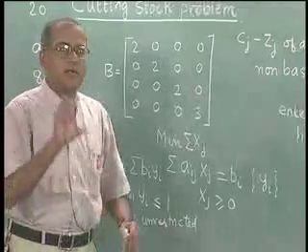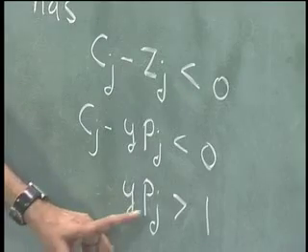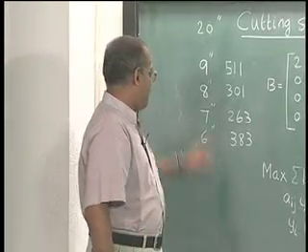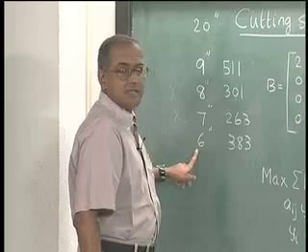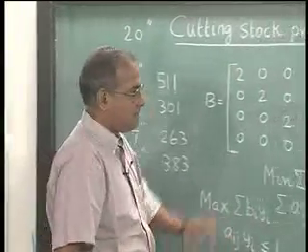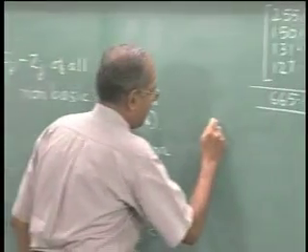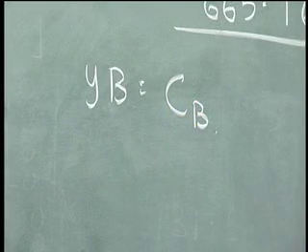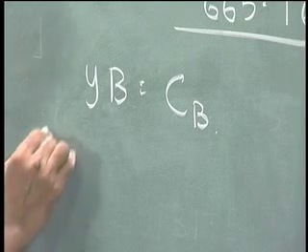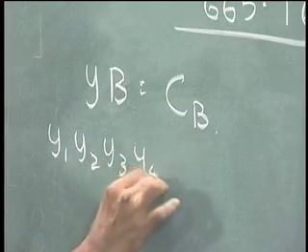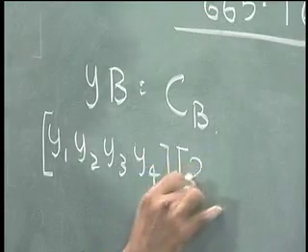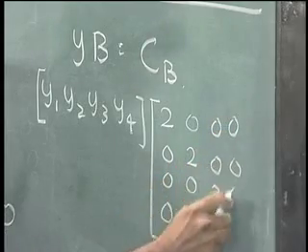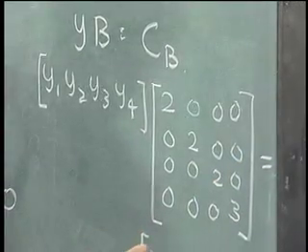So, our job is to find out a pattern given the dual Y, to find a pattern Pj such that Ypj is greater than 1 and Pj is ABCD, where 9A plus 8B plus 7C plus 6D is less than or equal to 20. So, first let us find out the value of Y. Now, Y, which is the dual, is given by Yb equal to Cb, or Y is equal to Cb b inverse. So, Yb equal to Cb. So, let the dual Y be Y1, Y2, Y3, Y4, into B, which is 2 0 0 0, 0 2 0 0, 0 0 2 0, 0 0 0 3, is equal to Cb, which is 1 1 1 1.